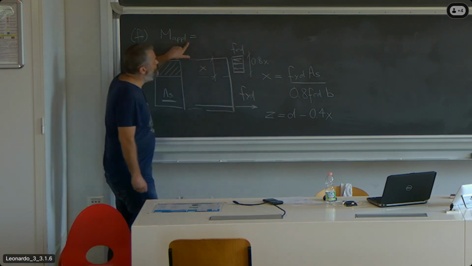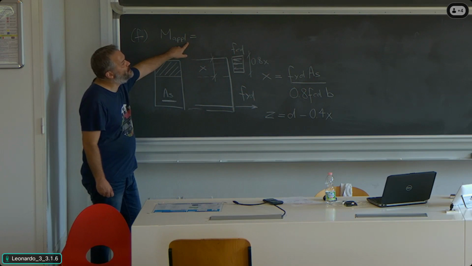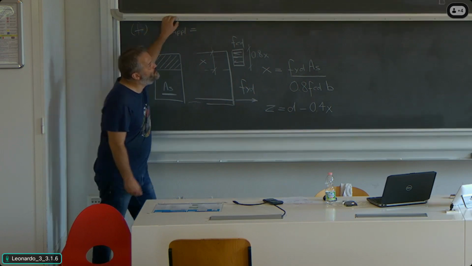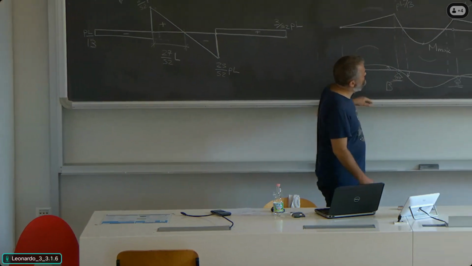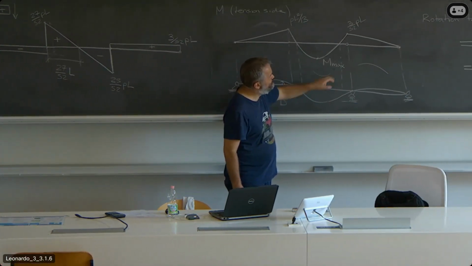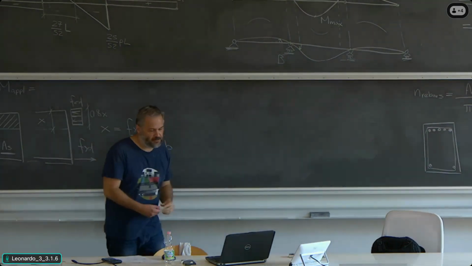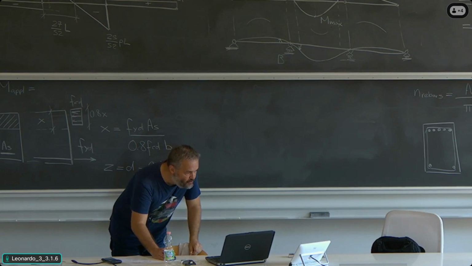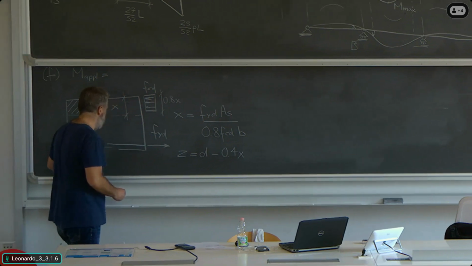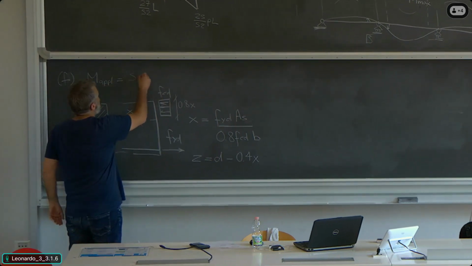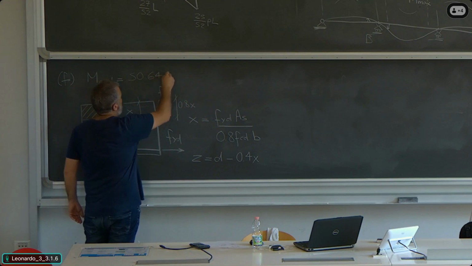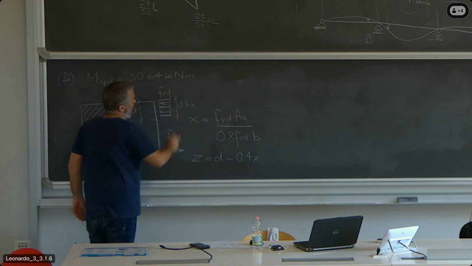Okay, what is the moment applied where the bending moment is maximum? It's this one, maximum, with the value I provided earlier. The final numeric value is 50.64. So the moment applied at this section is 50.64 kilonewton meters.